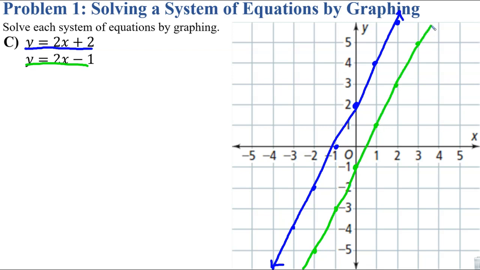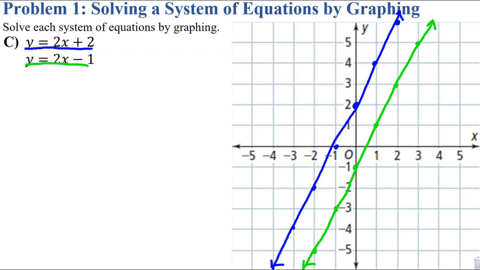And what I see on my graph here is I don't have a solution. Now, just because you don't see a solution within this window doesn't mean these graphs don't eventually come together. But in this case, I'm going to say these graphs are never going to run into each other. Since they both have the same slope, we know they're parallel to each other, and parallel lines don't intersect.